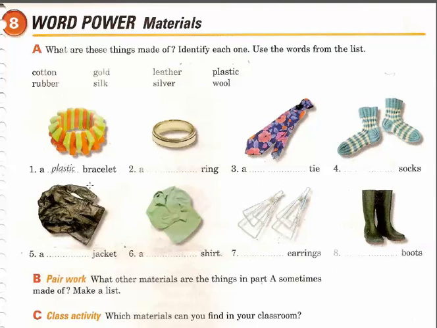A plastic bracelet, a silver ring, a silk toy, a wool socks, a leather jacket, a cotton shirt, silver earrings, and rubber boots. Here is a gold ring.